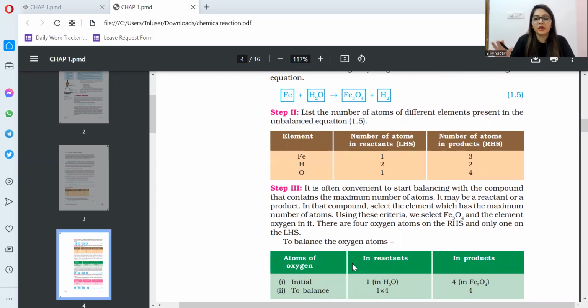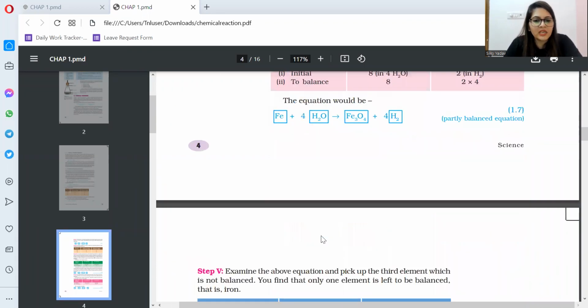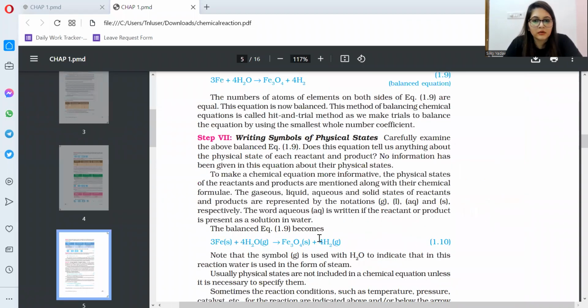And still, if you find any kind of doubt in this, you can comment down in the comment box. I will make sure that in the next class I tell you this concept. Okay, so you will be easily able to do it.